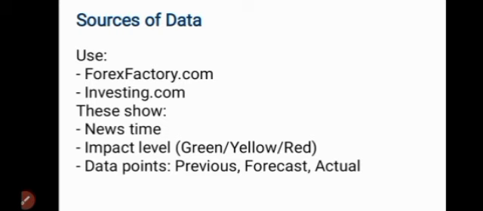What they give us is the news time, when the news event will be released. It shows us the impact, maybe medium, strong, or weak news events, by different colors like green, yellow, and red. Another thing it gives us is fundamental data points like previous data, forecast data, and actual data based on a particular news event. All right.